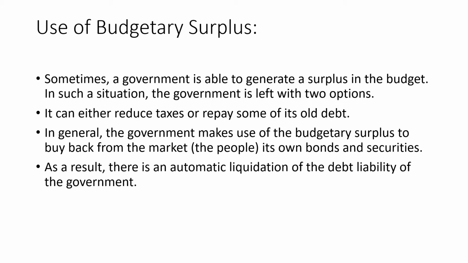Anyway, the government has got a surplus, right? Now either the government can reduce the burden of the people by reducing the taxes, so that people are not forced to pay more tax. That will definitely act as a relief to the citizens of the country, or it can repay some of its old debt. So it depends upon the stand taken by the government whether it goes for reduction of taxes or for repayment of its old debt. In general, the government makes use of the budgetary surplus to buy back from the market its own bonds and securities. That means the government uses the budgetary surplus to deal with its old debt. As a result, there is an automatic liquidation of the debt liability of the government.